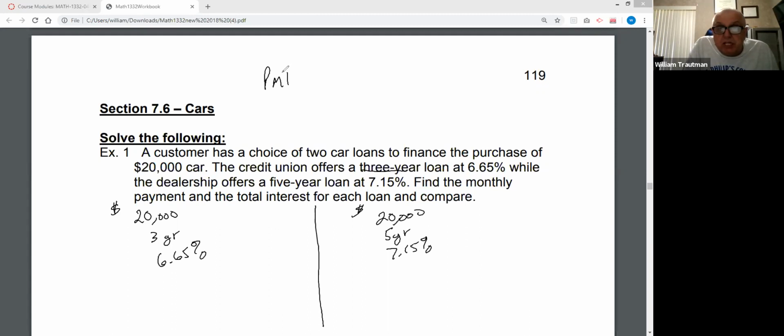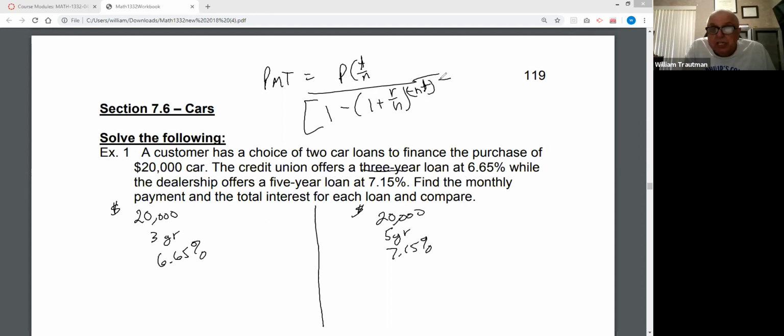So the payment formula is the principal times T over N divided by 1 minus parentheses 1 plus R over N raised to the negative NT power. Oh, Lord. And by the way, I always put my powers in parentheses, but we'll see if you have to or not. And then there's another parentheses here. So here, 3 years is the time. This is the interest rate. This is the principal. The only thing we need is N.